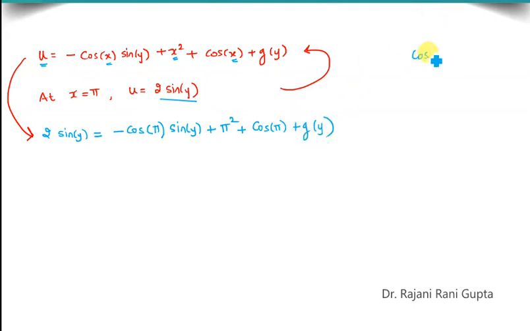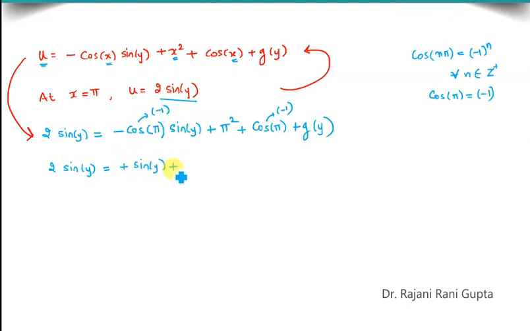Now we know that cosine of n pi is minus 1 to the power n for all n belonging to the set of integers. Okay, so cosine of pi is equal to minus 1. So we replace this by minus 1 and this also by minus 1. So what will you get? 2 sine of y equal to, minus minus becomes plus, sine of y plus pi square minus 1 plus g of y.